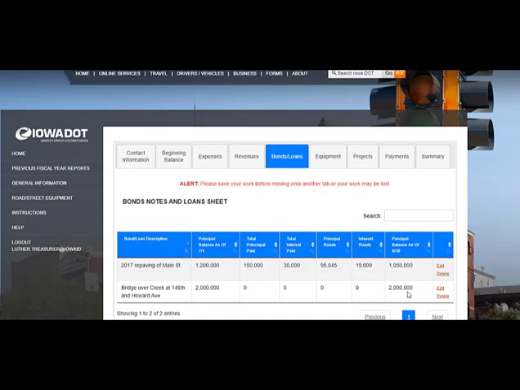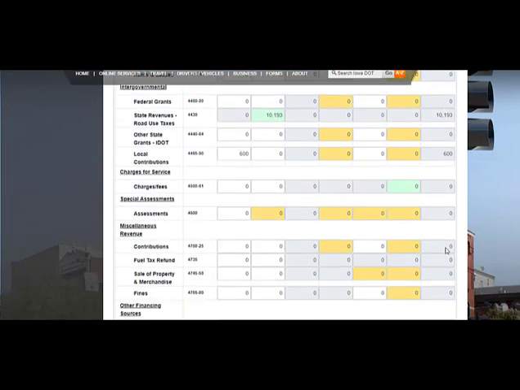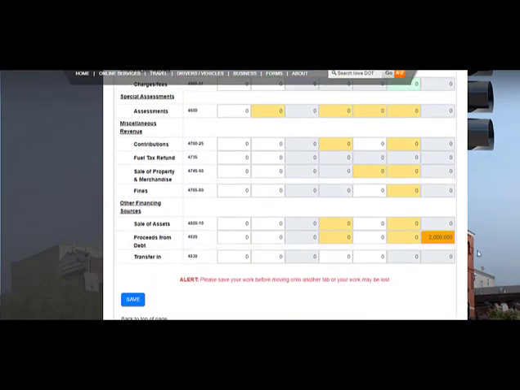Now, because it was a new bond this year and we have revenue to report, we need to go back to our revenue tab. You may or may not have entered the revenue when you went through the revenue tab the first time, but there's a category down here at the bottom. There is a line here called Proceeds from Debt. That is where you will need to bring in the money that comes in from your bonds.